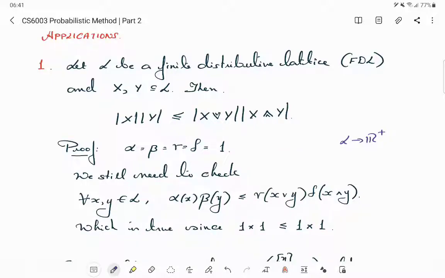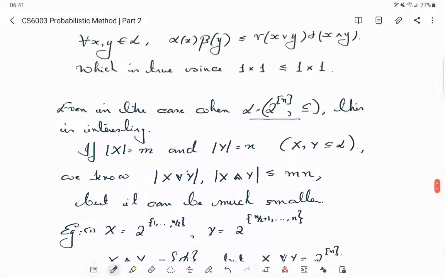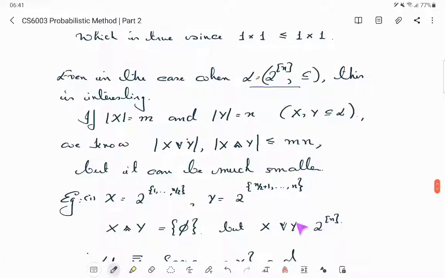Okay, but for this particular example, it is not difficult to verify that even directly. You can see that any subset of n can be created by picking one set from capital X and one set from capital Y and taking their union.